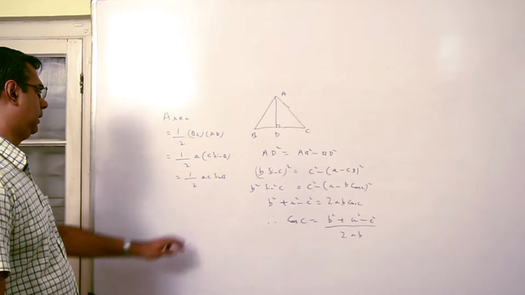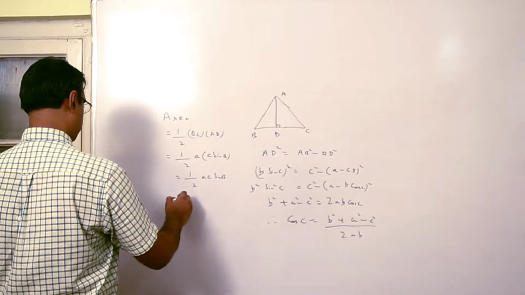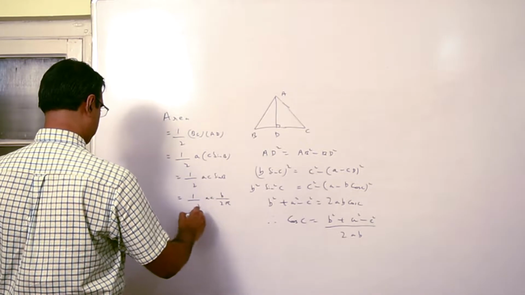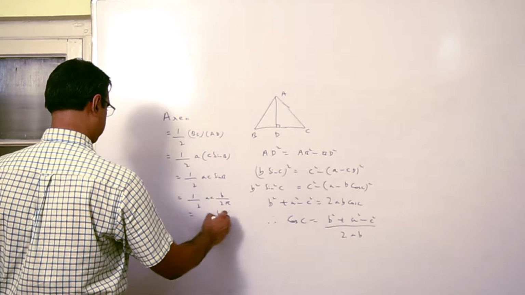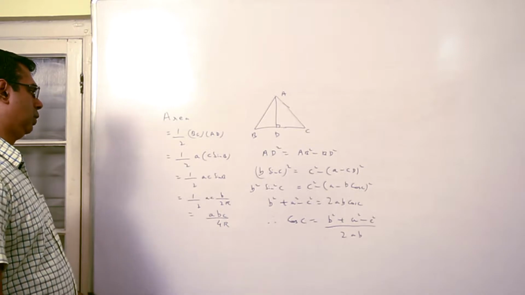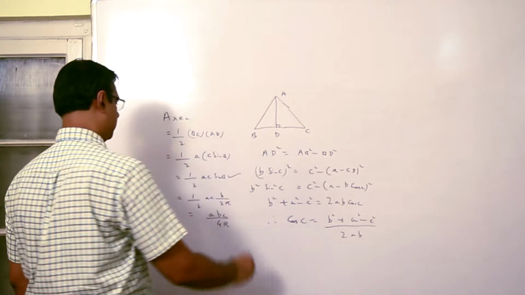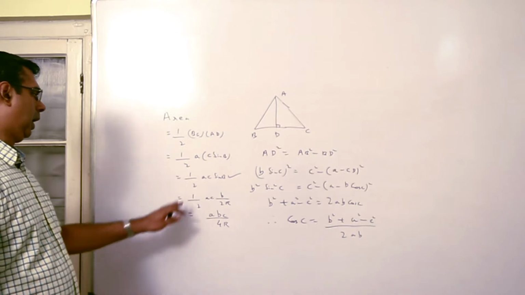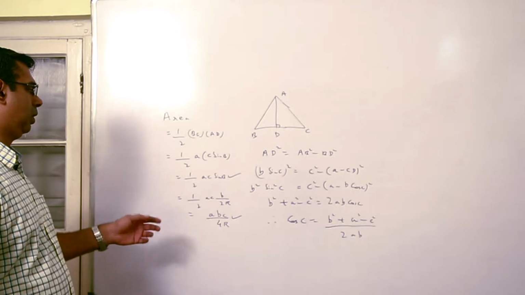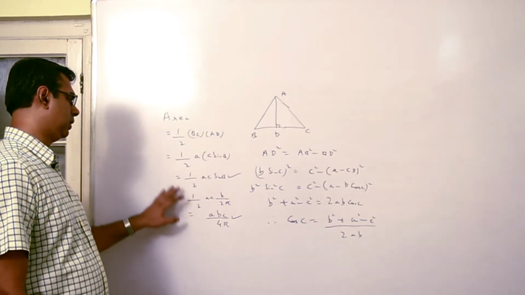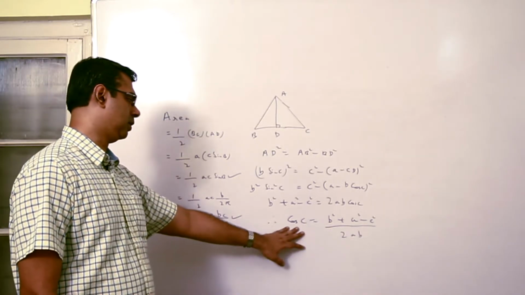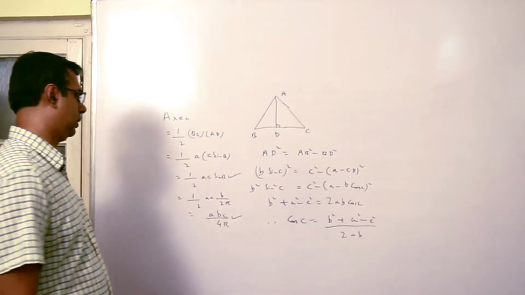Now, in this formula of area, if you replace sine B with b by 2R, then you will get another expression for area, that is abc by 4R. So for the area of a triangle, you can use this formula, half ac sine B. You can also use abc by 4R. So depending on the situation, you can use this or this. So these are the second, third and fourth formulas of this chapter.